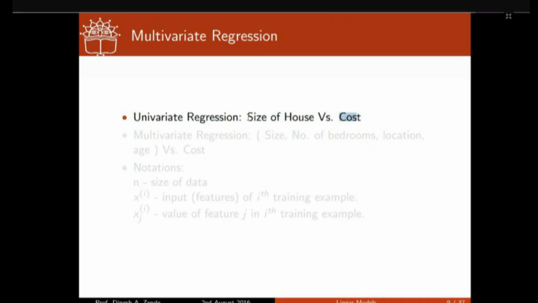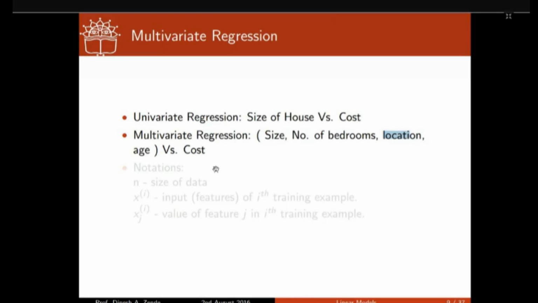But now, instead of size of house, if I have some other attributes on which the cost of the house is dependent, for example size, number of bedrooms, location, and age, these are the four attributes. This is one, this is two, location is third, and age is fourth, on which the cost is dependent. Now I have four independent variables on which the cost, that is y, is dependent. So in this case the regression is multivariate regression.